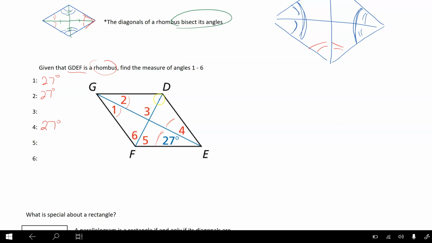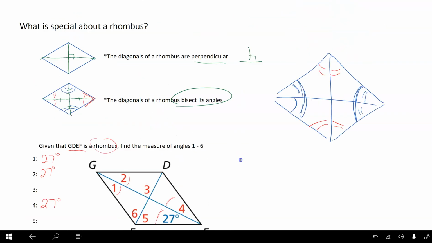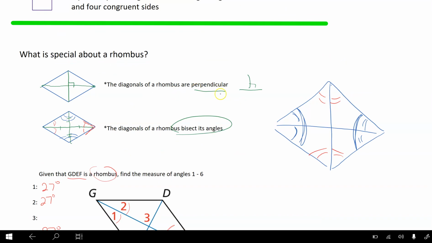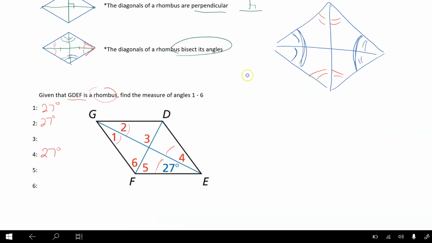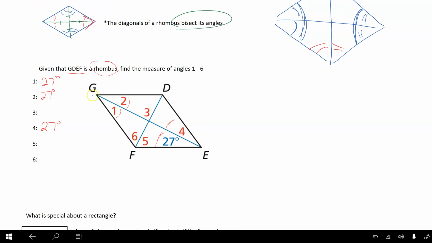Well, what did we just learn about the diagonals? Up here, it said the diagonals of a rhombus are perpendicular. So if DF is perpendicular to GE, then that's going to make angle 3 a right angle. So angle 3 is going to be 90 degrees. I'm going to erase some of this that I've drawn on. Now for 5 and 6, we know that 5 is congruent to 6. But the question is, what are they going to be? There's a couple of different ways we can look at that.